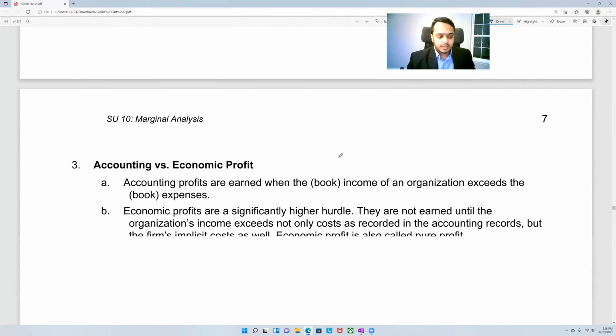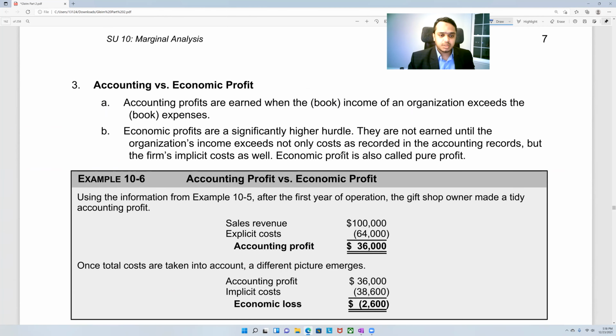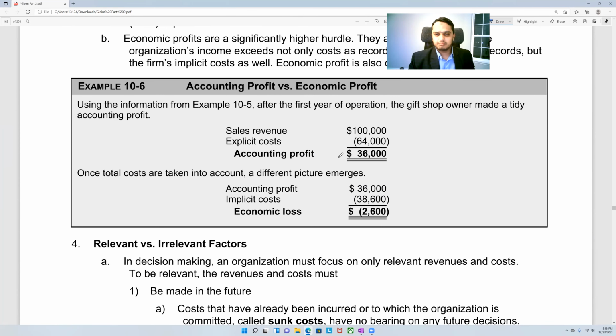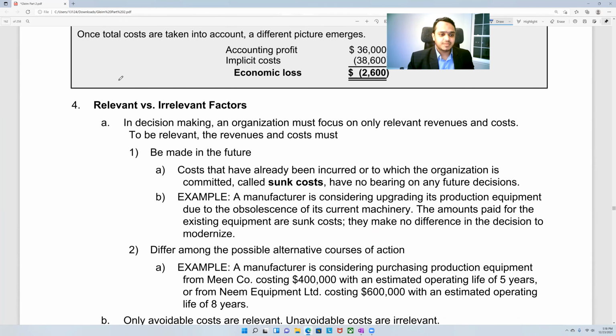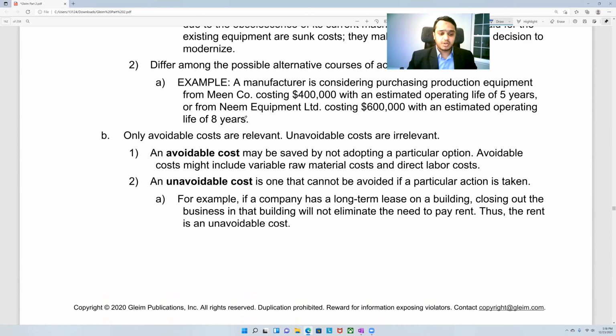Okay. Now, moving forward, economic profit versus accounting profit, it's one and the same. You guys can go through it. Then relevant versus irrelevant factors. Those costs which are already committed are the costs which are not to be taken into consideration most of the times. And those costs which are going to happen, like incremental costs, are the costs which you need to take into consideration while calculating.